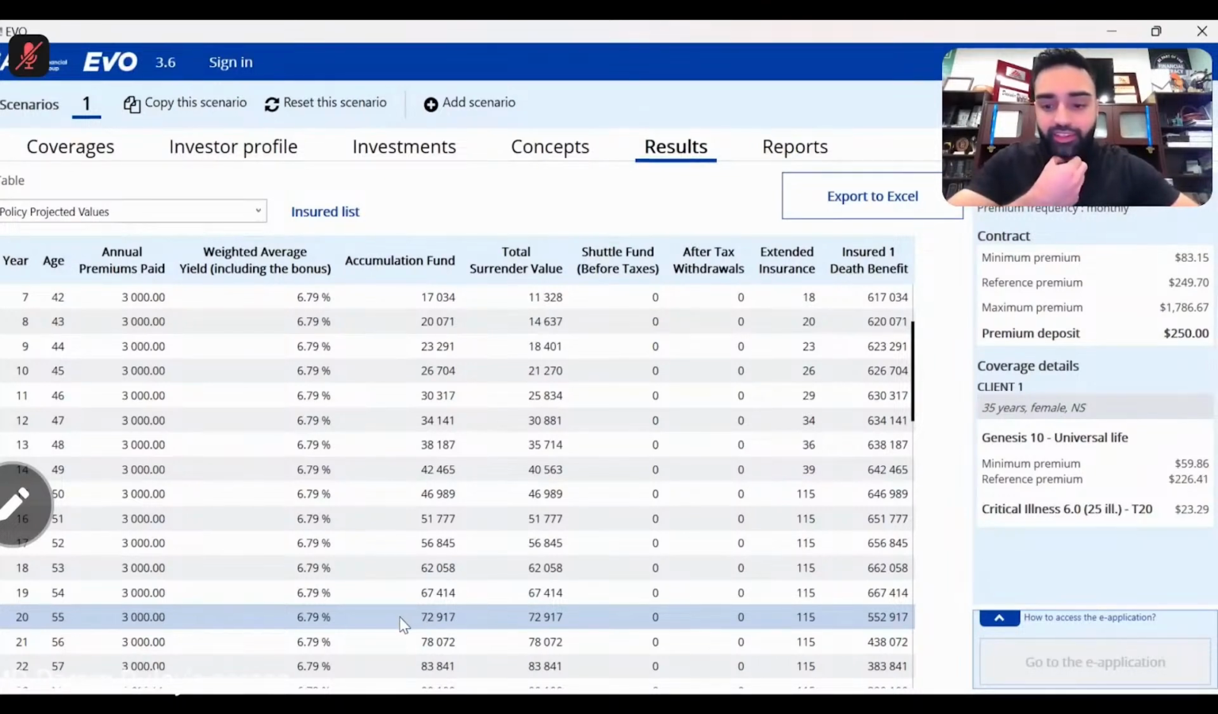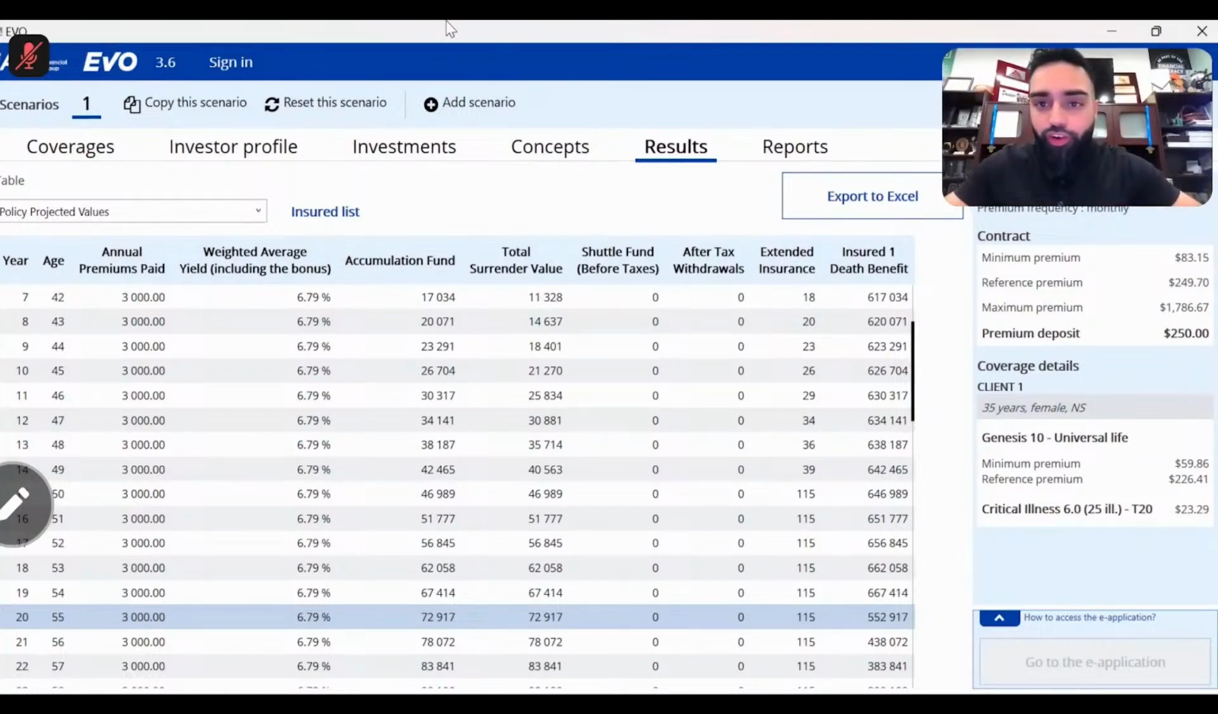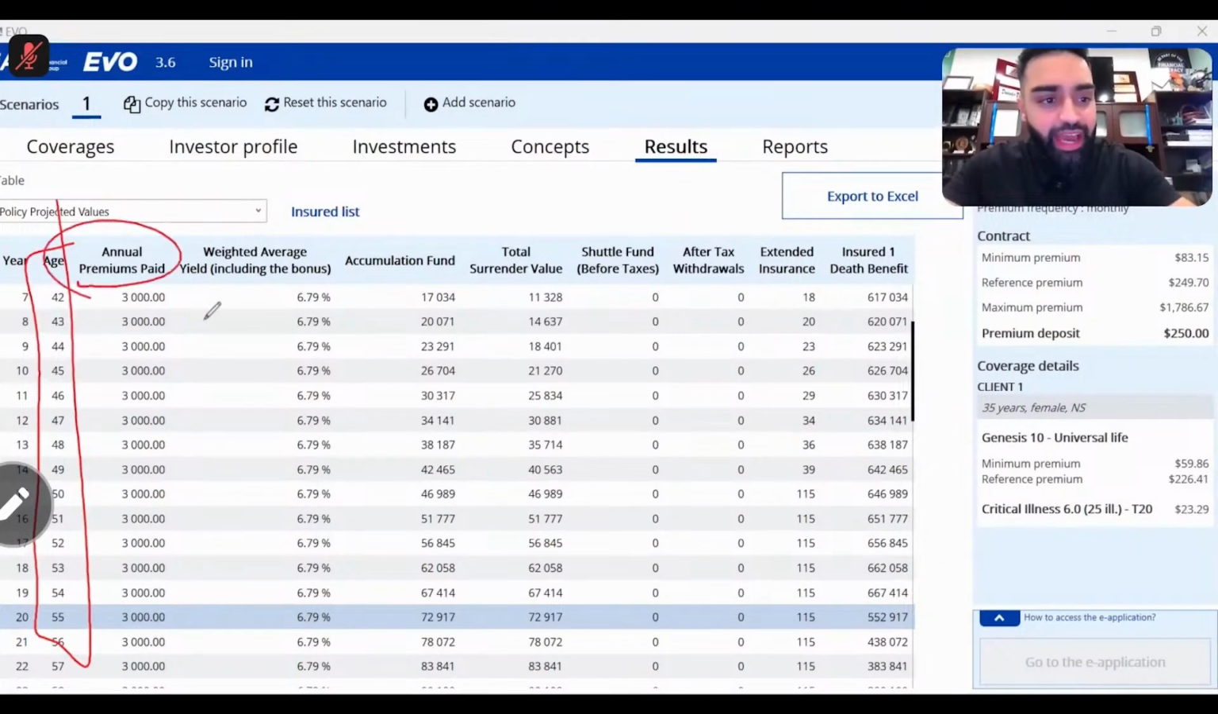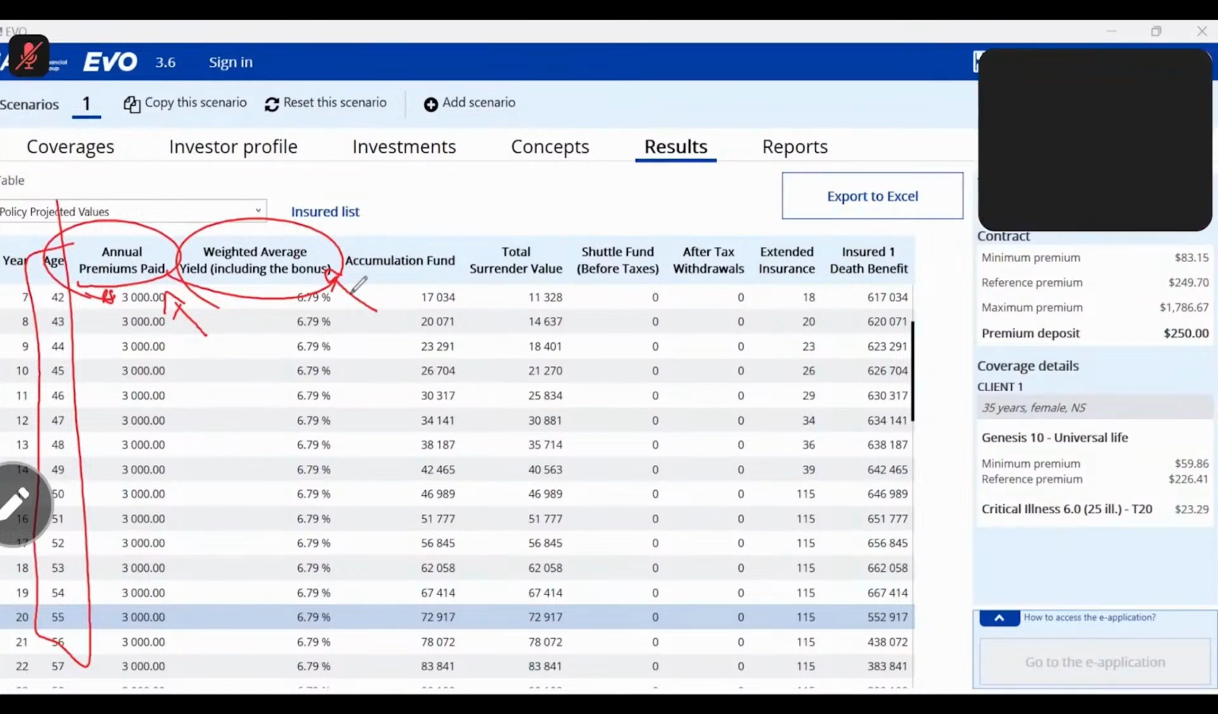$72,000. Written. So I'm going to go over a couple of these numbers and what these mean. Of course, this is the client's age here. This is their annual premium. This is what they're putting in a year into this. And by the way, this is their return. This is including a bonus that IA gives to you.